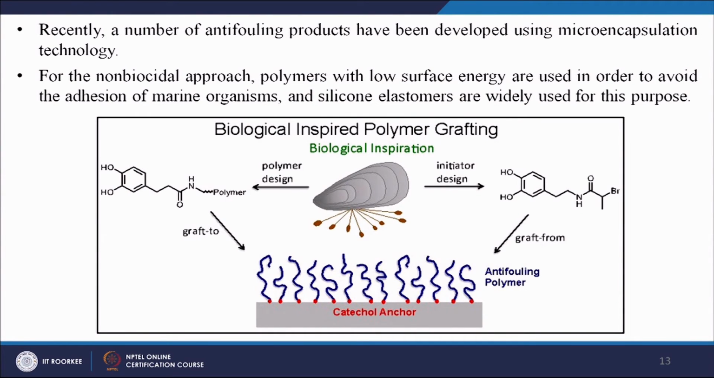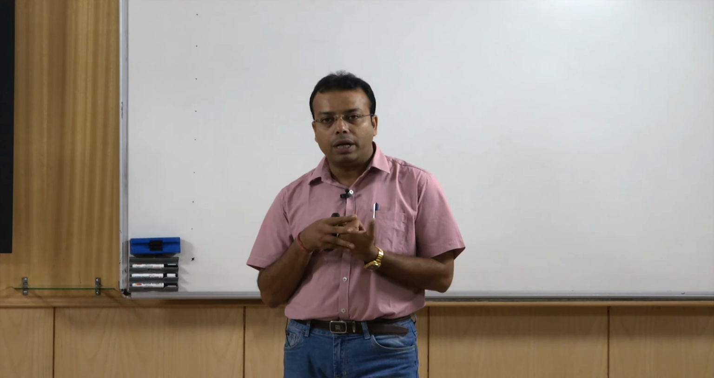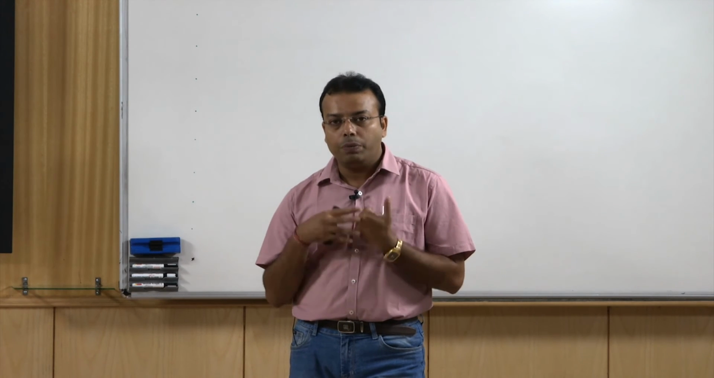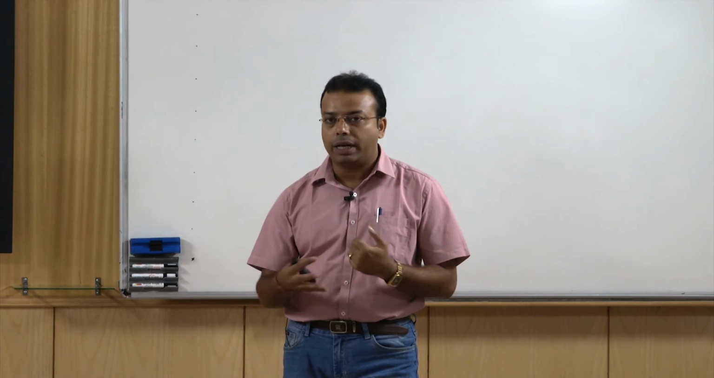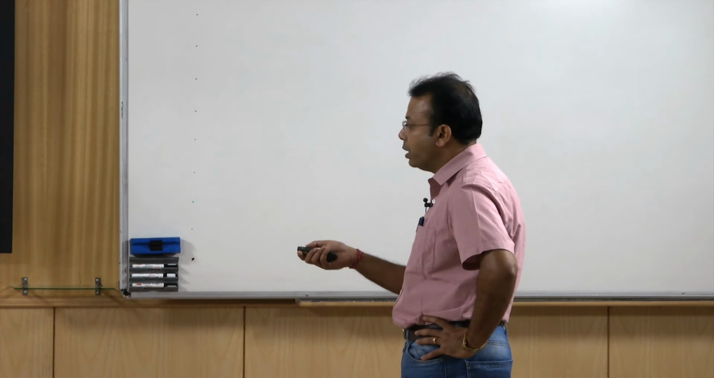For the non-biocidal approach, polymers with low surface energy are used in order to avoid the adhesion of marine organisms, and silicon elastomers are widely used for this particular purpose. From this figure you can understand that we are grafting some kind of polymers which act as antifouling polymers. We put initiators inside the polymers, so when bacteria come directly in contact with the coating material, the polymer is automatically activated and repels them, so that algae or bacteria formation does not take place on the substrate material.